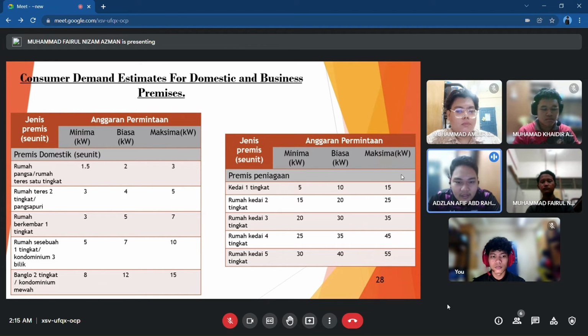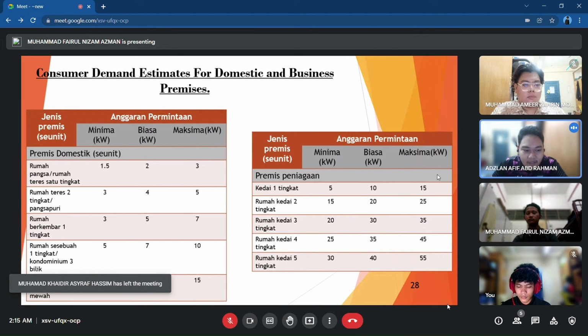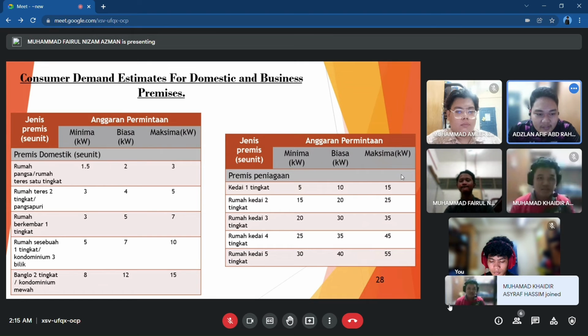And for the premises, we have kedai satu tingkat, which has a maximum usage of 15 kilowatts. Kedai dua tingkat is 25 kilowatts. Kedai tiga tingkat is 35 kilowatts. And also kedai empat tingkat is 45 kilowatts and kedai lima tingkat is 55 kilowatts. Next slide.